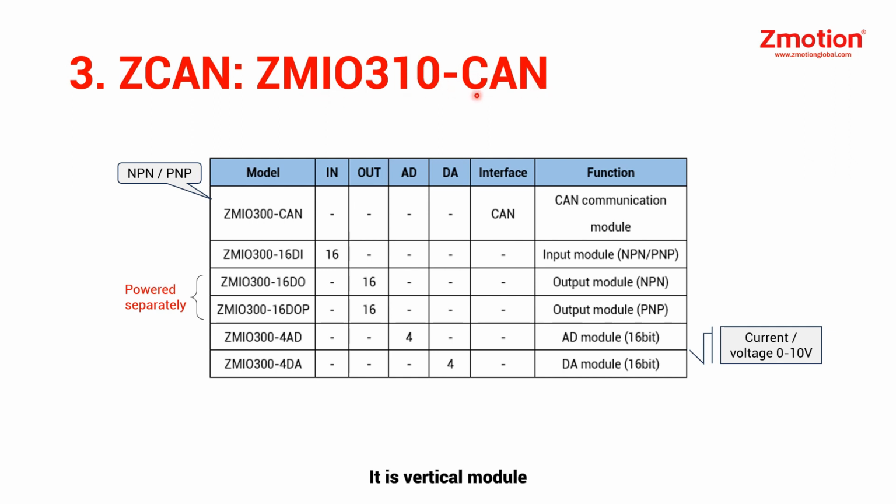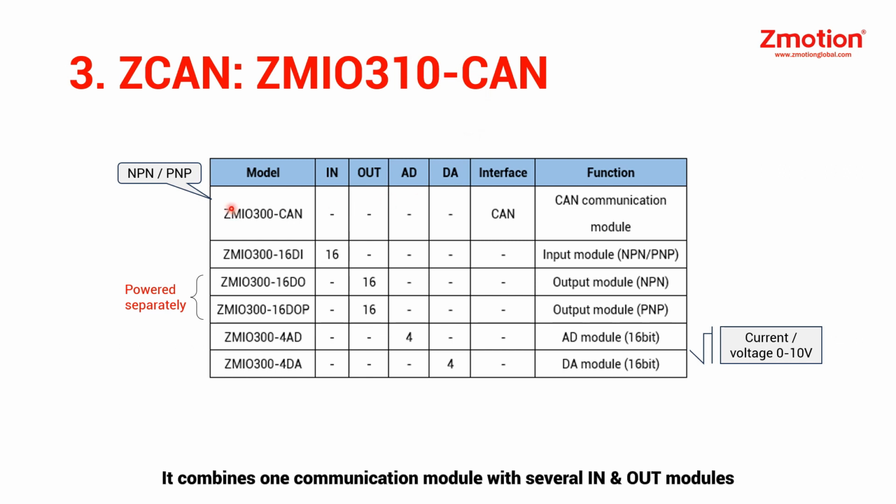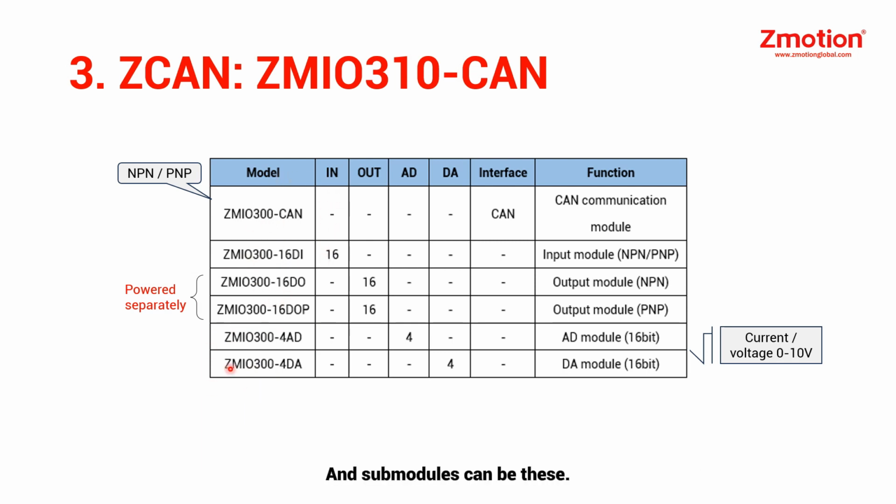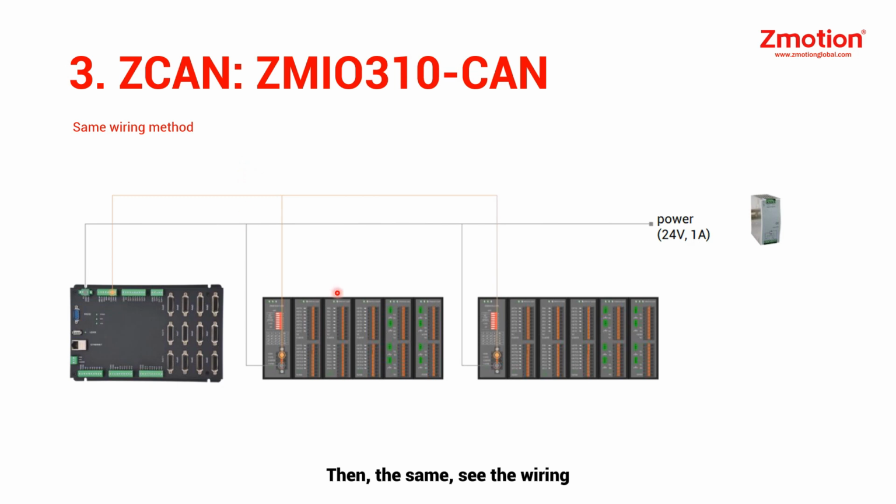Next, see the second CAN bus expansion module, ZMIO310 CAN. It is vertical module. It combines one communication module with several in and out modules, and submodules can be these. Also, there are NPN and PNP, and in, out are with signal state LED. For these two digital out modules, they need to be powered separately. For analog, it can be current type or voltage type. Default voltage is 0 to 10 volts. Resolution is 16-bit. Then the same, see the wiring. Actually, they are with the same wiring method and same DIP settings.